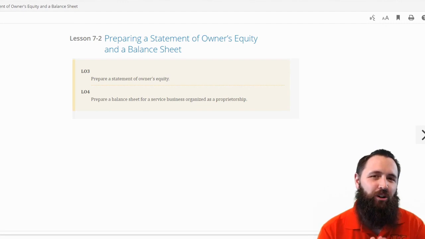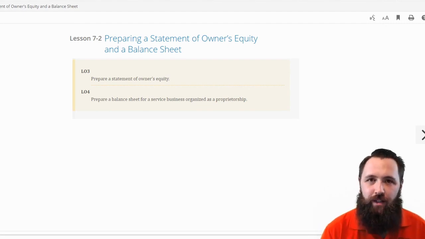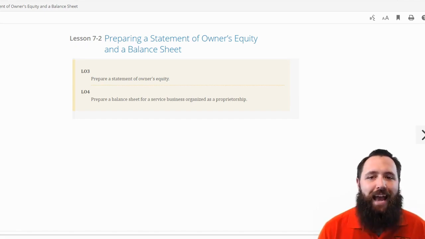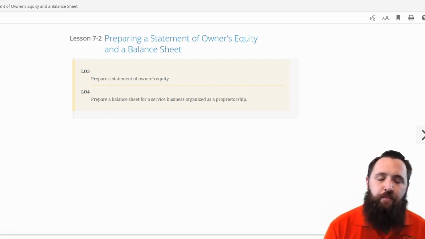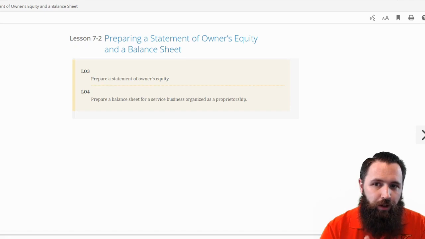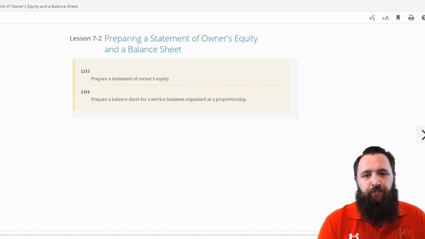Mr. Roberts here, and today we're going to look at 7.2. This is one of the very last units that we are covering in this entire class. Today we're going to prepare a statement of owner's equity and a balance sheet. Previously in 7.1, we did the income statement. Now we're doing our statement of owner's equity and the balance sheet.